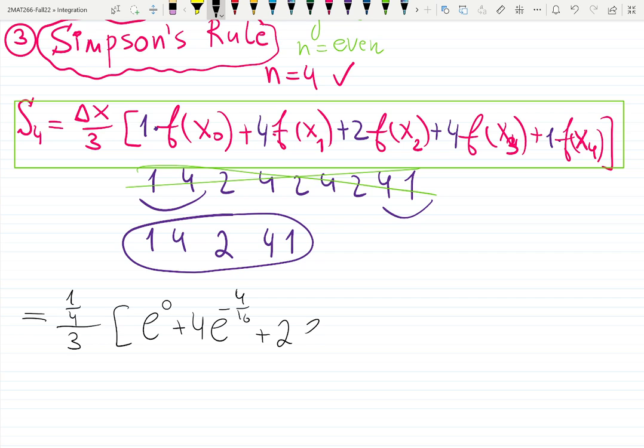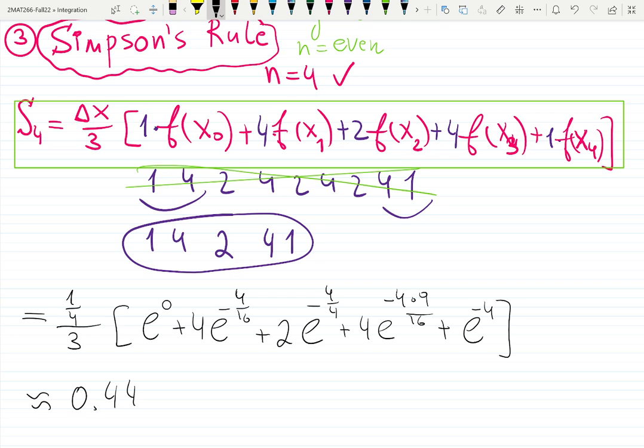So let me write it down for you once. The other one I already calculated from the previous example, it's 4 minus 4. The other one I already calculated was minus 4 times 9 over 16. And finally, e to the minus 4. So you can reuse from the previous example. And that is approximately 0.4409. Again, it did not match the previous answers.